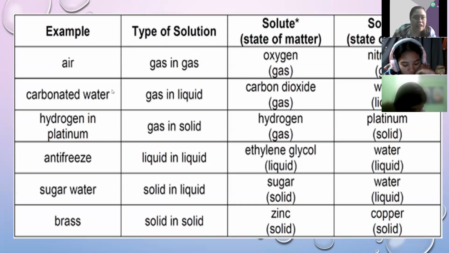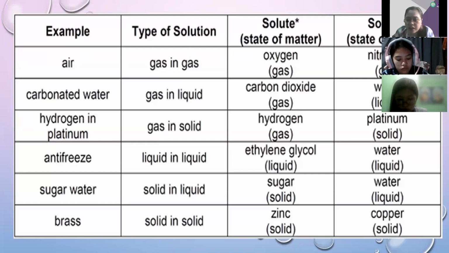Okay, meron din tayong another example, carbonated drink. This time, the gas is being dissolved in a liquid. So kagaya ng mga soft drinks natin. Si carbon dioxide, which is a gas, is dissolved in water. Now, how do we dissolve gas in a liquid? What shall we do para ma-dissolve yan? Paano na-dissolve si carbon dioxide dun sa tubig and naging carbonated drink siya? Anong ginagawa?